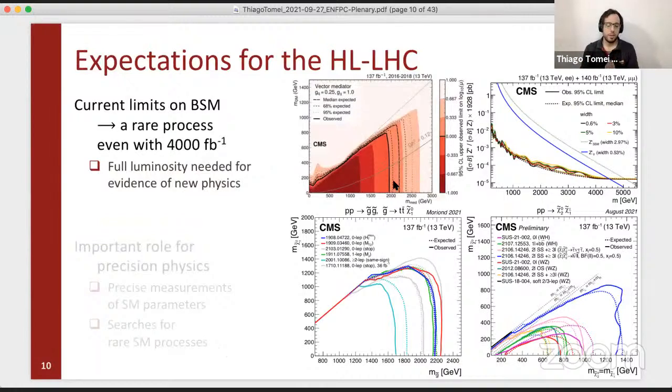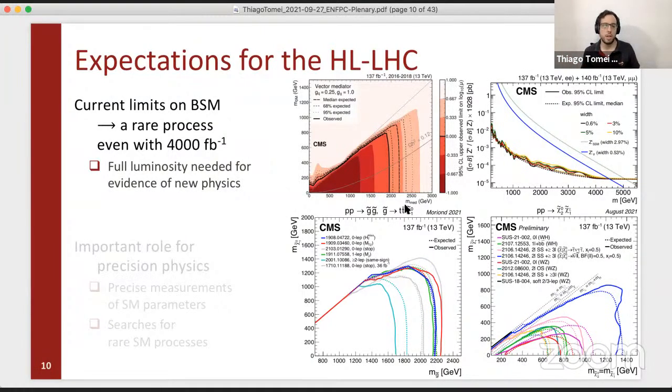Now, okay, we have this problem of pileup, and I'll show you that it is really problematic in later slides. But let's back up for a second. Again, okay, we need more luminosity, but what do we gain with this high luminosity? The key thing is that if you look at the limit plots that we have already put out with the Run 2 data, you will see that, for instance, for beyond standard model searches, new physics is going to be a rare process, even with this ultimate luminosity of 4,000 inverse femtobarn. So the limits are such that we'll need all of the data in order to get at least a glimpse of evidence of new physics.